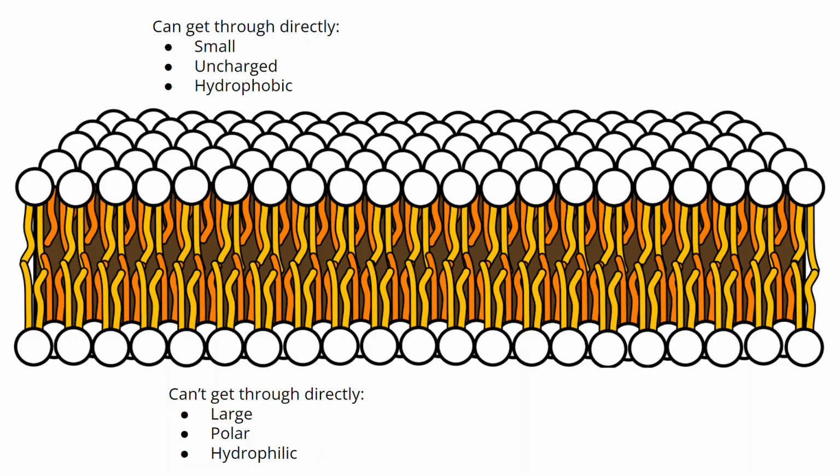But just because it can't get through directly doesn't mean it can't get through at all. As we'll cover later in the series, there are some proteins that act as pumps to pump in molecules that are essential for the cell but can't permeate the membrane directly.